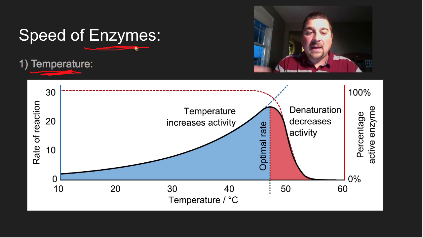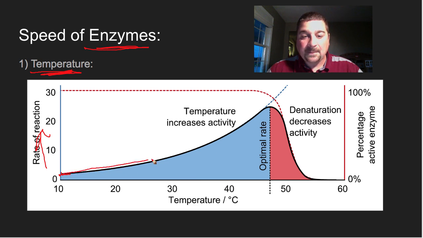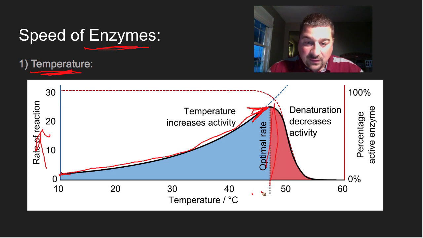the reaction will happen. So if you see on a typical graph here of enzyme activity, this is rate of reaction, this is an increasing temperature. As our temperature goes up, our enzyme activity is going to go up. Usually the optimal rate is about 37 degrees Celsius. Why that kind of weird number? Because that tends to be body temperature.